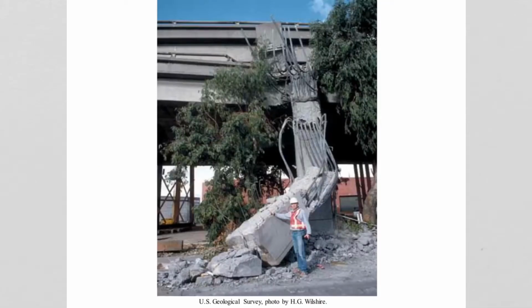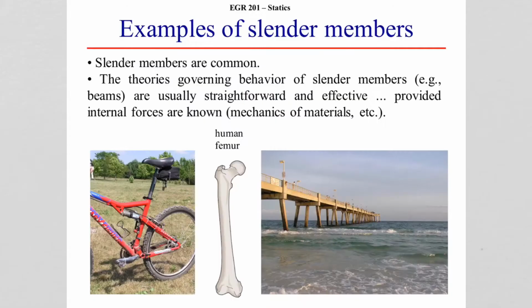The disaster that we see here is the Cypress Viaduct in Oakland, California, and the failure of a support column occurred during a 1989 earthquake, which led to the collapse of the upper deck onto the expressway of the lower deck. The column failed really because it could not support the internal forces that were needed for that structure.